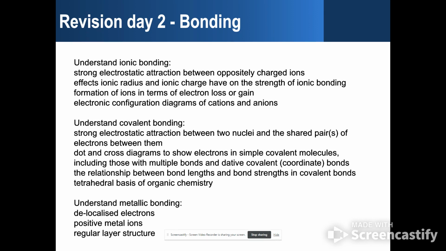In general, what we need to be able to do for each type of bonding is give a definition that is suitable for Level 3. We need to be able to draw the type of bonding. We need to be able to explain the properties of each type of bond, and we need to be able to say what affects the strength of each type of bond.